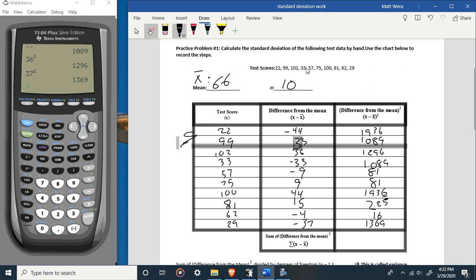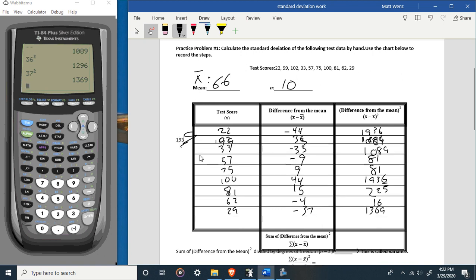Okay. Now, what do we need to do now? Sum of the difference of the mean. Well, that was the difference of the mean, right? So what do we do? Took our numbers, subtracted them from our mean, squared them. Now we need to add up all those numbers together, okay? So again, basic calculator work, 1936.